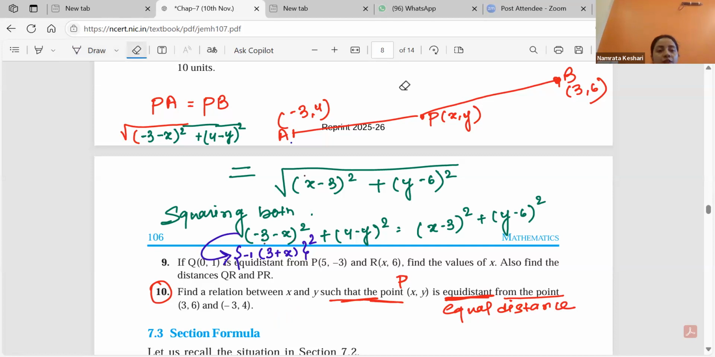Of course, you will be getting one equation, where x will be there, y will be there, x square can be there, y square can be there. That is just the relation between x and y. That is the equation, having x and y. Got it?